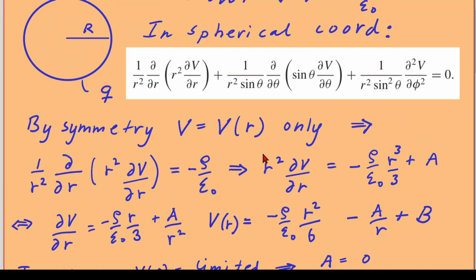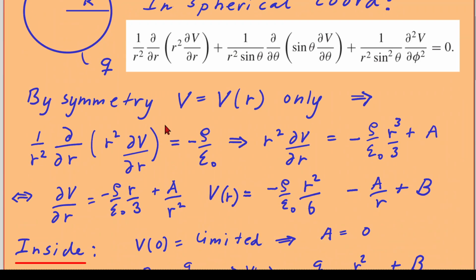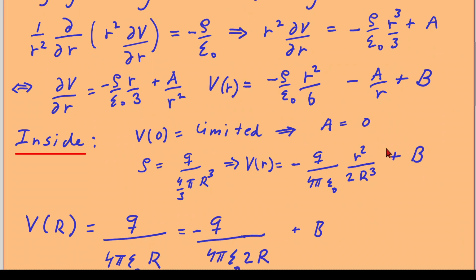All right, so let's start with the boundary condition when r equals 0 in the center. Then that term is 0, and this term here blows up, so that's no good, and this is a constant. So in order to avoid that blowing up, a equals 0. Then we're left with that one plus a constant, and that's what you have here.